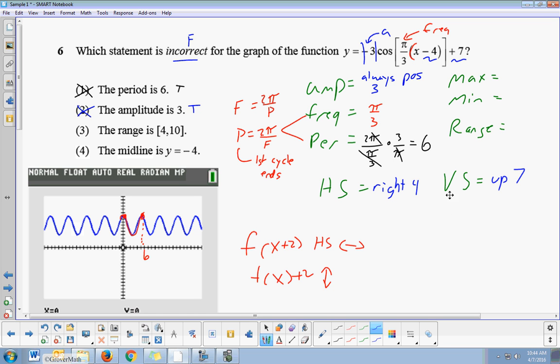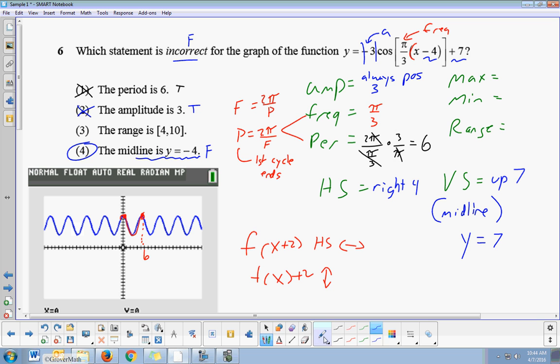And the vertical shift up 7, this is not just a vertical shift, it's also the equation of the midline. So whatever the vertical shift is, that's your midline equation. So our midline equation is y equals 7, not y equals -4. This is false. This is the answer. But let's just keep looking at the rest of this to get all this information in.